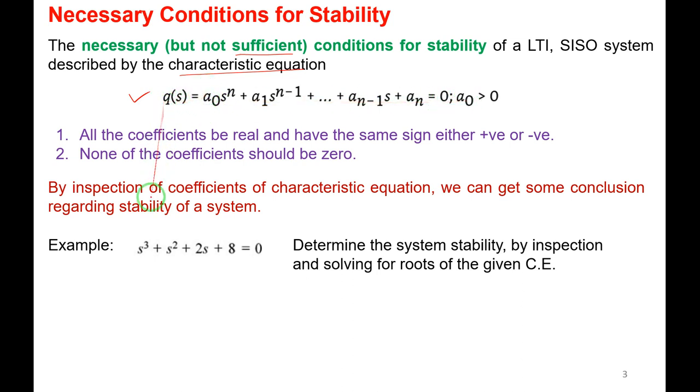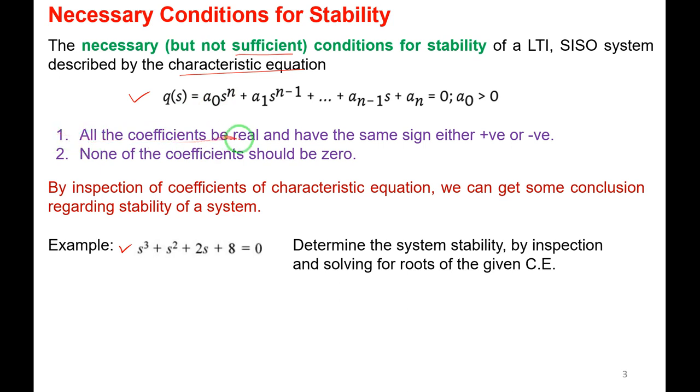For example, let us take this equation: S cube plus S square plus 2S plus 8 equals 0. Here, this is of the third order. The general equation we have taken is of nth order. Observe what the necessary conditions are so that we can call the system stable.